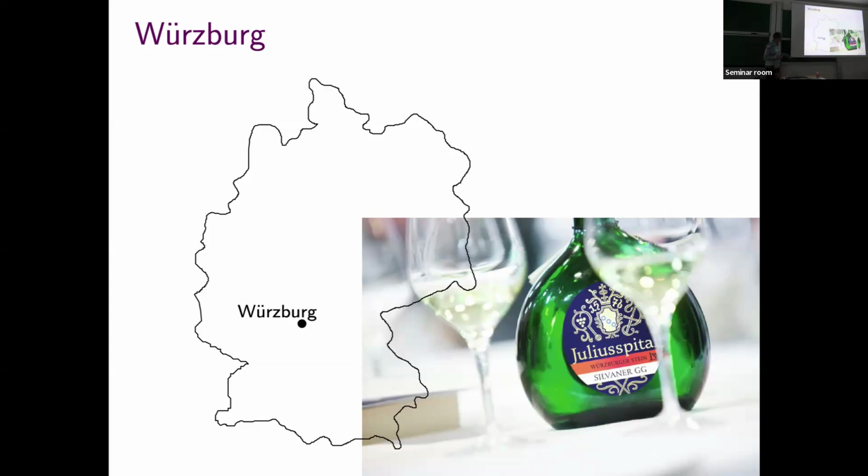And here you can see one of the wine companies, Julius Spital. It's actually a hospital, but back then people were so happy when they survived the treatment, they gave whole vineyards to the Spital. And so they accumulated quite a bit over the centuries. And so now they are one of the biggest wine producers in Franconia.